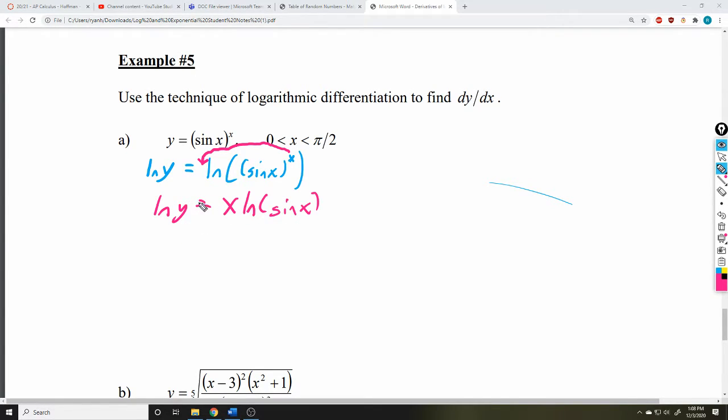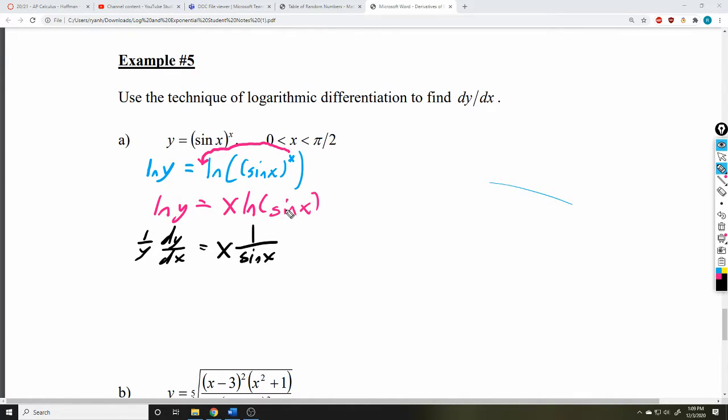So now that we have that, we can use some implicit differentiation. Now we're going to take our derivatives. We've got 1 over y dy dx, since we took a derivative of y, equals, and now we have a product rule. It's going to be first times derivative of the second. Well, derivative of natural log of sine of x: derivative of natural log is going to be 1 over the thing, so 1 over sine of x.